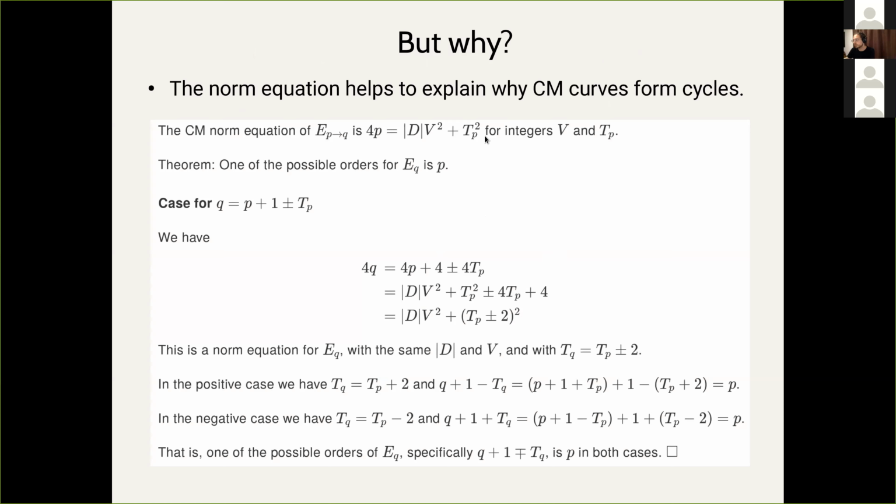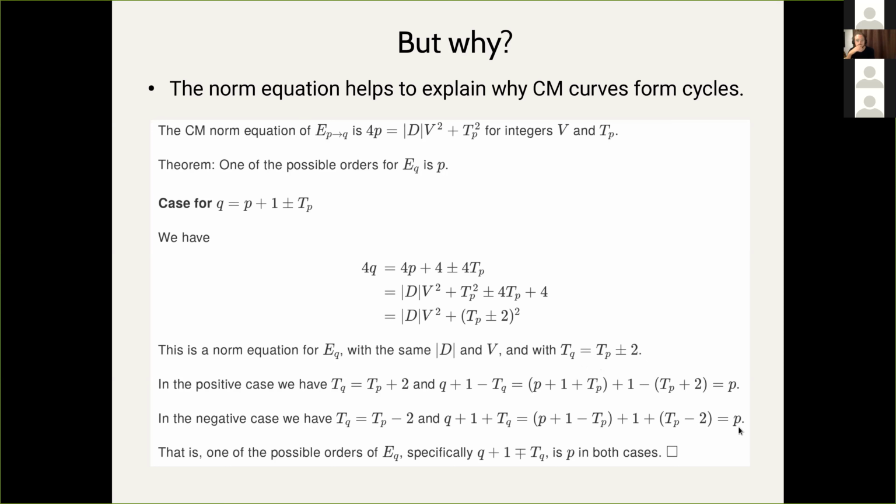And so we have this norm equation, and we want to show that one of the possible orders for EQ is P. It's just a straightforward application of algebra. We have to distinguish between the V and T for the curve over EP and the V and T for the curve over EQ. It turns out that the V is the same for both, but T is different. So TQ will differ from TP by 2.